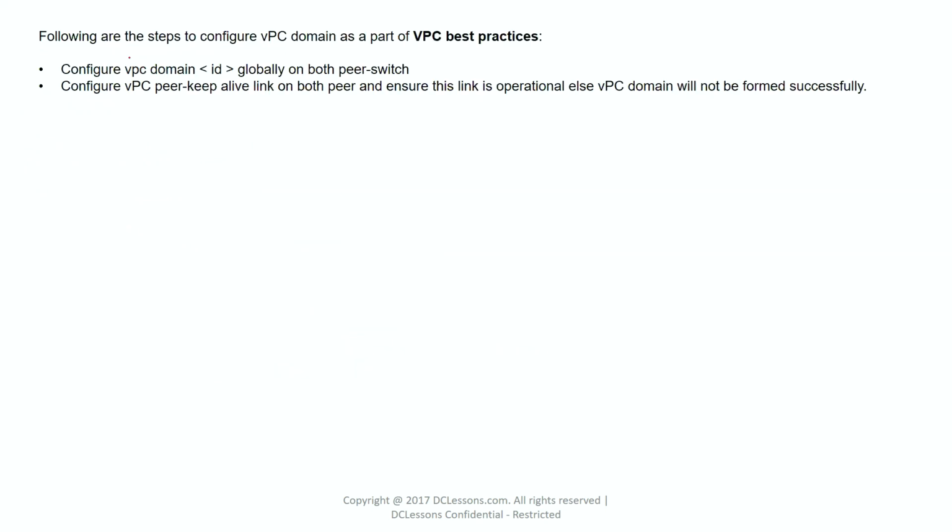Now, the following are the steps to configure a VPC domain as part of VPC best practices. First, configure a VPC domain ID globally on both peer switches. So on both peer switches, you have to configure this command. Now configure a VPC peer keep alive link on both peers to ensure that this link is operational, else the VPC domain will not be formed successfully.